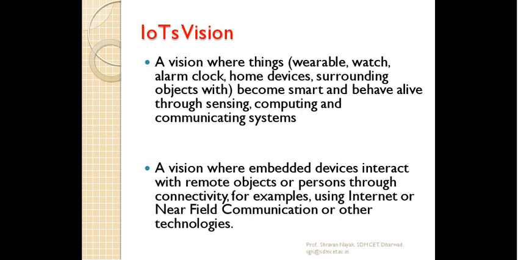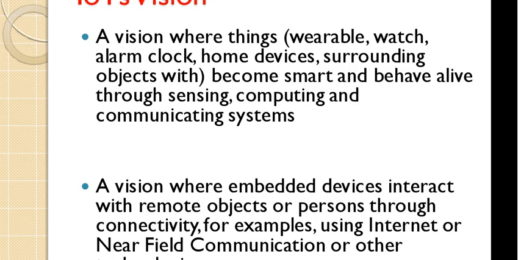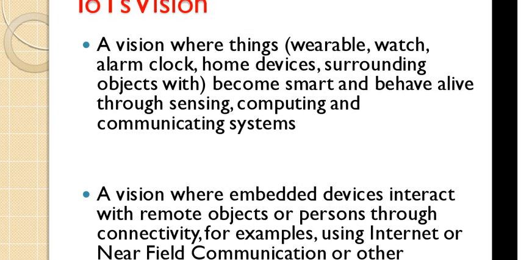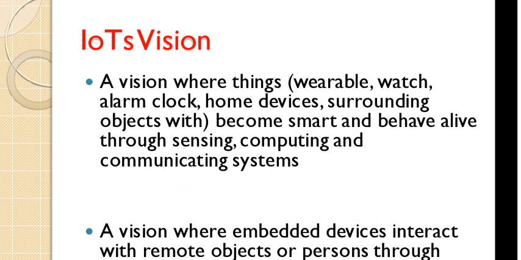What do you mean by IoT vision here? A vision where things, when I speak about the things here, what are the different things that you can understand: a wearable, watch, alarm clock, home devices, surrounding objects, right, become smart and behave alive through sensing, computing, and communication device. This is what is our vision as an IoT, right? A vision where the things become smart and behave alive. Your watch should behave like your friend.